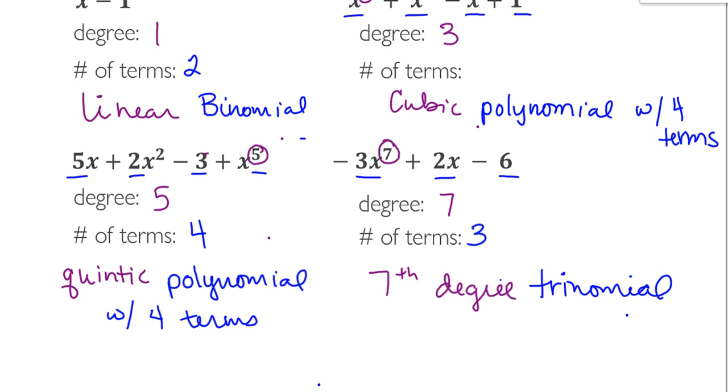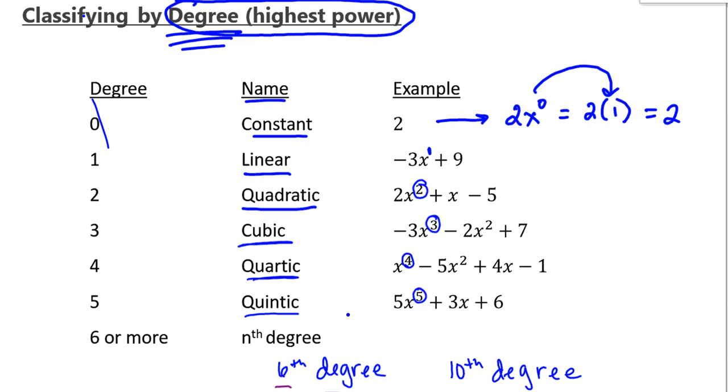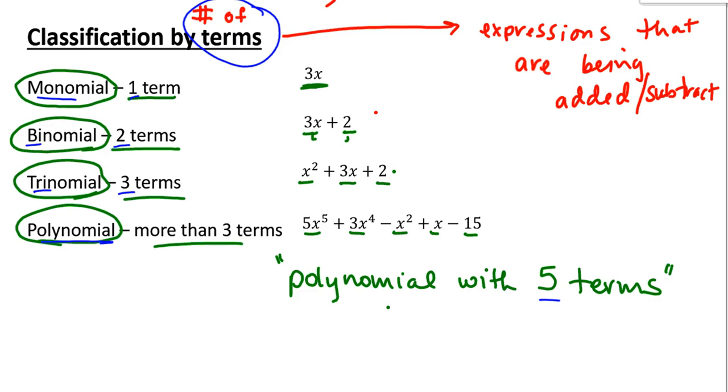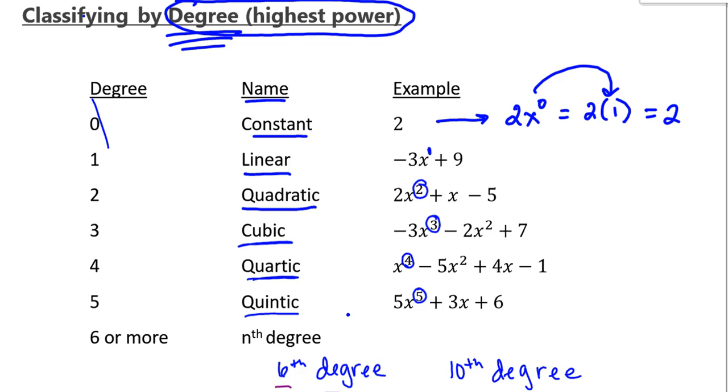All right, 2 things, degree, number of terms. You will need to have these 2 classification lists memorized, but that's basically all this is about.